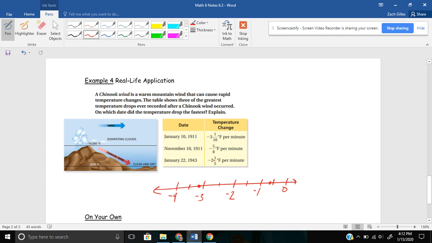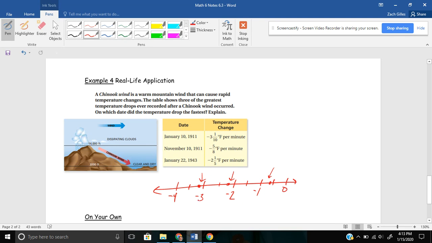And then the last one is negative 2 1/5. So negative 2 1/5 would be around this region. If I think about it in tenths, it'd be 2/10, which is 0.2, and this would be 0.5, so pretty close to the middle of 2.5 and 2. So here are my 3 points, and it said on which date did the temperature drop the fastest?